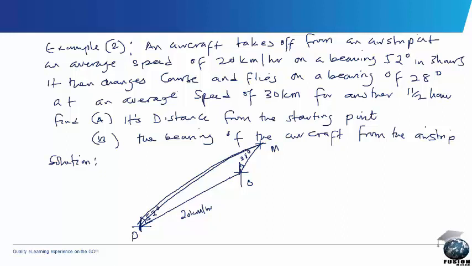Alright, so to make the diagram look better, we have the point P and then a bearing of 52 degrees, and then it gets to this point O and then changes course to a bearing of 28 degrees.